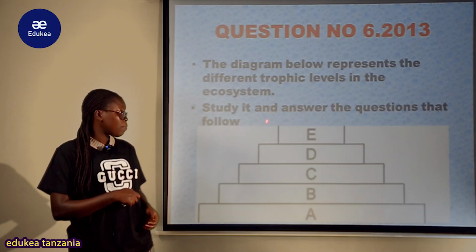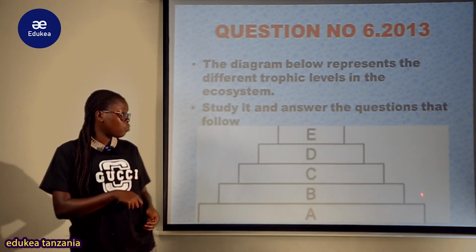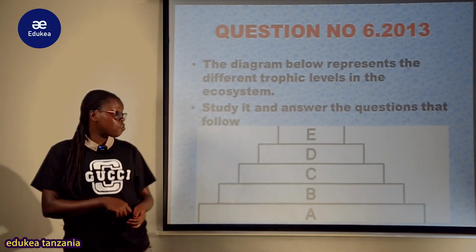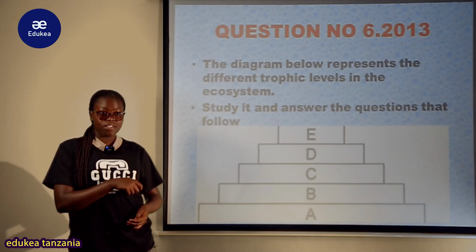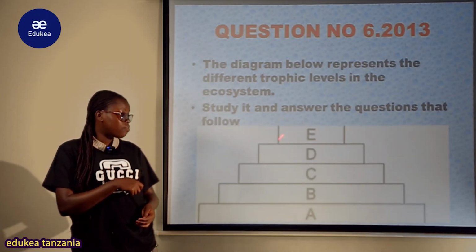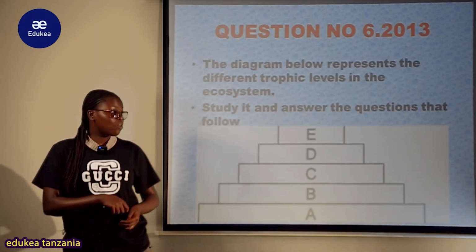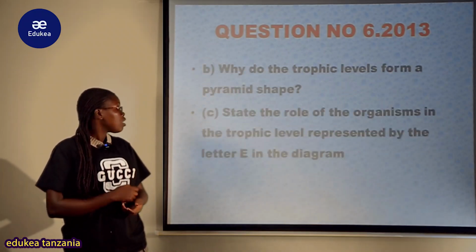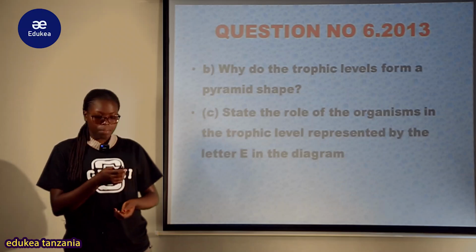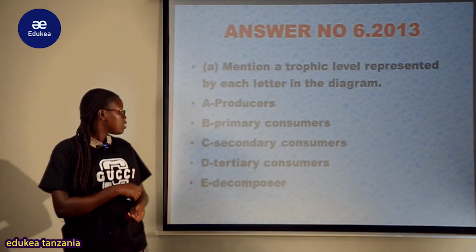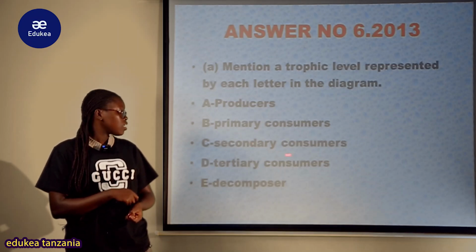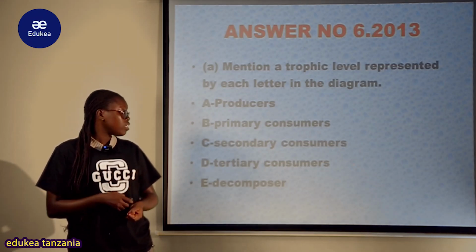And the question asks why, as we move up, the shape at the bottom is wide and then as we continue it decreases, forming a pyramidal shape. Because as we move to the higher trophic level the number of organisms tends to decrease. That is why it forms this pyramidal shape. So we have done our question A, where A is producer, B is primary consumer, C is secondary consumer, D is tertiary, and E is decomposer.